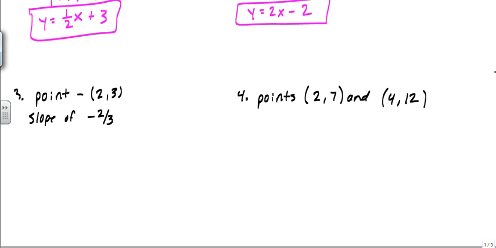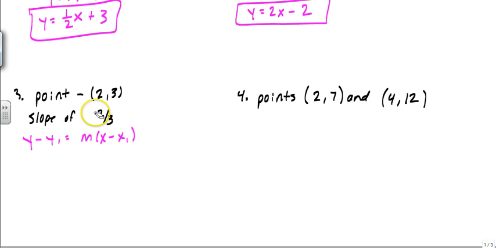Next, we're given a point and a slope. This is a little bit more difficult, but you still can just use the point-slope formula. So I'm going to write the point-slope formula. Y minus y sub 1 equals m times the quantity of x minus x sub 1. And this is actually a slope of negative 2/3. I don't know where my equal sign went.